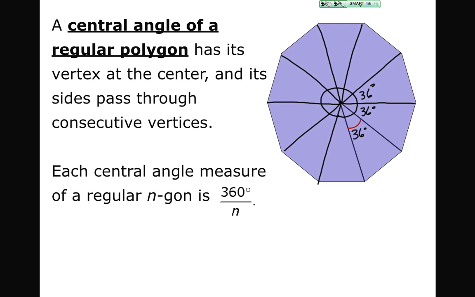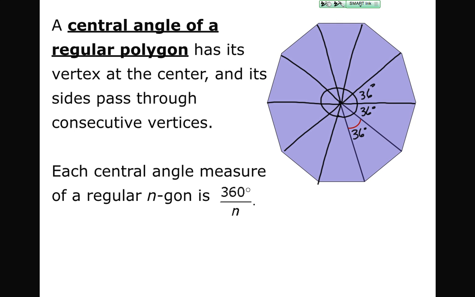What if it had 8 sides instead of the 10 that's up here? How many degrees would each central angle be if it's in an octagon? What would you divide 360 by? 8. 360 divided by 8 is 45 degrees.